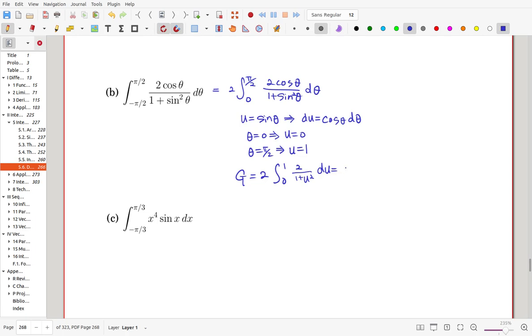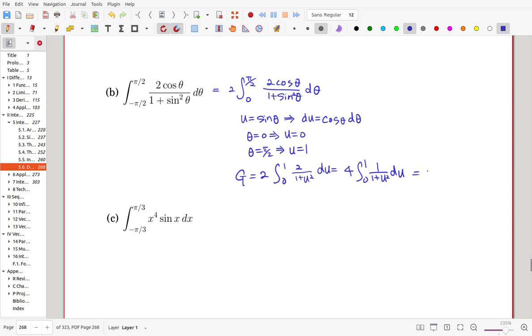Okay, let's rewrite this. The 2 comes out, so we have the integral from 0 to 1 of 1 over 1 plus u squared du. What is the function such that its derivative is 1 over 1 plus u squared? Can you find it? That is arctangent u, right?